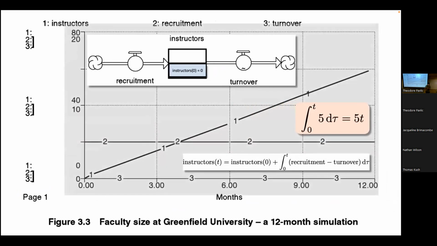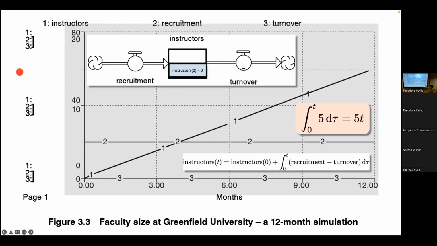And so if we go ahead and simulate this in Insight Maker or Vensim, then I can plot it. So remember how they do this. They've got the legend up here, 1, 2, and 3, and then the lines are labeled that way, 1, 2, and 3. And then on the left here, this axis only has 2 numbers, 80 and 20. It's saying that 80, the top number, goes along with instructors, and the 20 goes with both recruitment and turnover. That's how we read this graph.